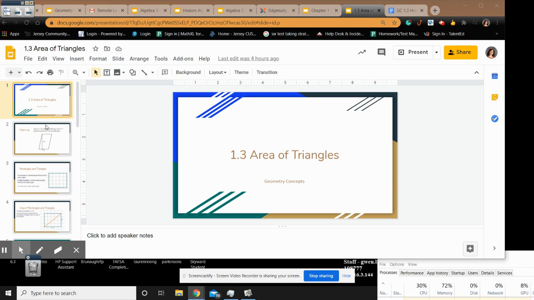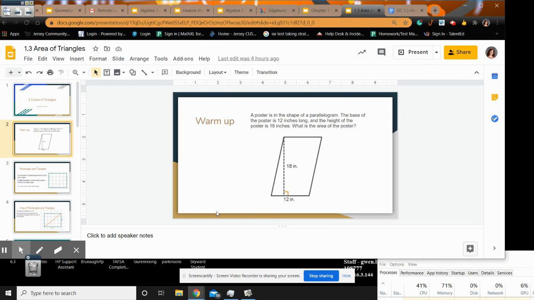Hi guys, we're going to talk about area of triangles today. And the first thing we're going to do is a little warm up for you. And this is definitely not a triangle. This is a parallelogram that we talked about last time.